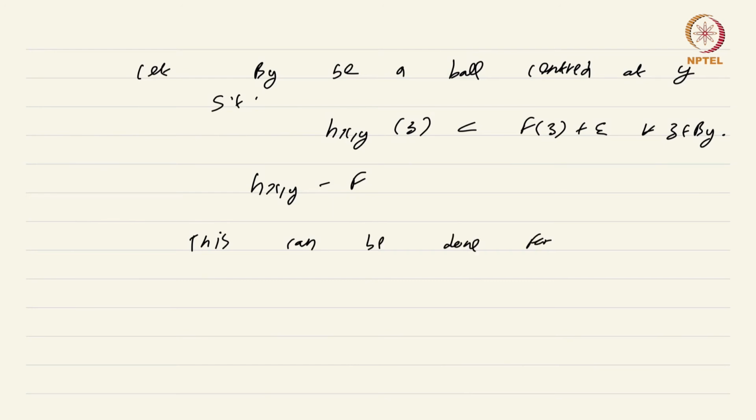This can be done for each y in X. For each y in X, I have fixed x, remember. For each y in X, there is a function h_{x,y}. Corresponding to this point y, there is also a ball B_y, such that the function h_{x,y} on this ball B_y satisfies this inequality. Okay, so this is all fairly straightforward. This is just using the basic properties of continuous functions.